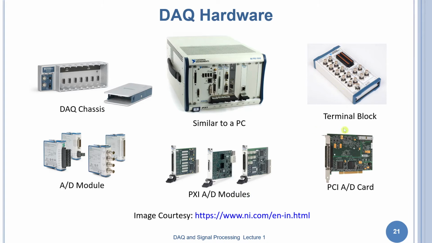Another type is where you have a terminal block and a PCI card. The terminal block is where you connect your sensor signals, and this card is where your digitization happens. This card is mostly inserted into the PCI slots in your PC.